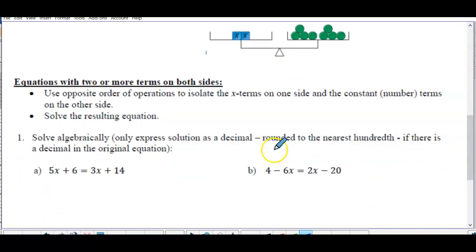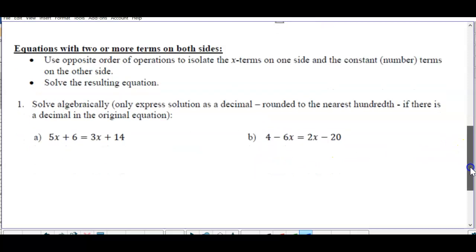Okay, so in words, what did you do? Use the opposite order of operations to isolate the x terms on one side and the constant term or number terms on the other side, and then solve that resulting equation. So we're going to solve algebraically. Only express the solution as a decimal rounded to the nearest hundredth if there is a decimal in the original equation. Okay, so always leave it in fraction form unless in the equation there is a decimal. Like the very end of yesterday's lesson, there were decimals in the equation, so we could use decimals in the answer.